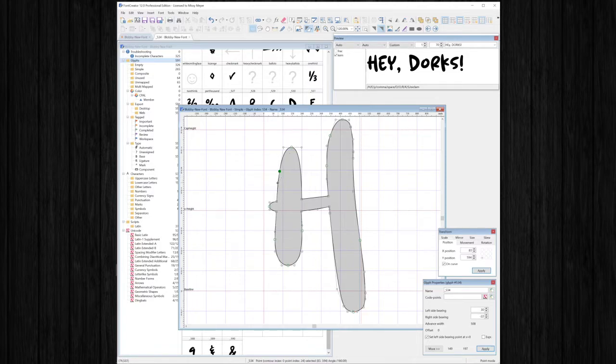But I am going to add in a couple more handles here because that was just a really weird pointy. I don't like how tight the point was on that.